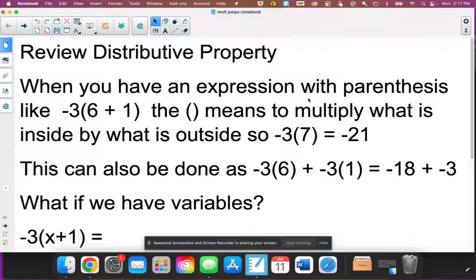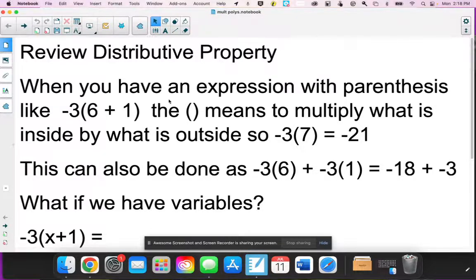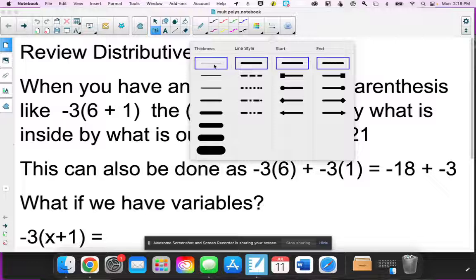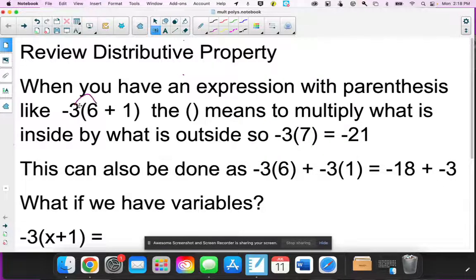All right, so you've seen this. You've probably seen this since either 5th grade or sometime in middle school. Okay, when you have parentheses and you have a number or something outside the parentheses with no symbol in between, that means you're supposed to multiply. You're supposed to multiply whatever's on the outside by all pieces that are on the inside.